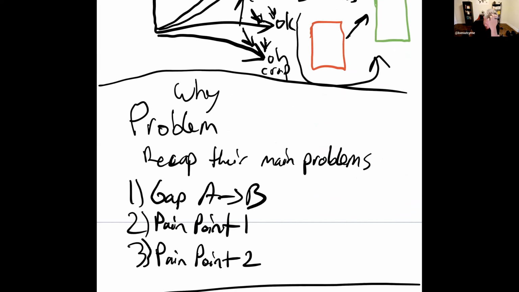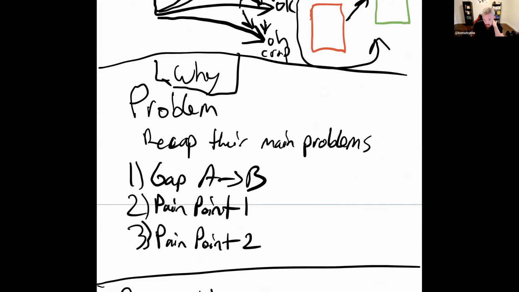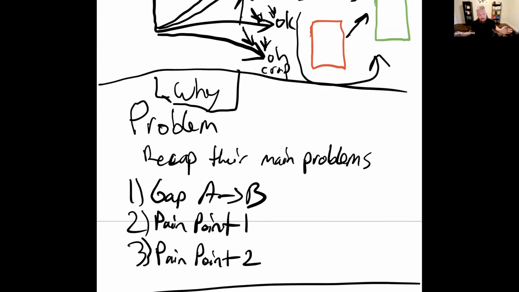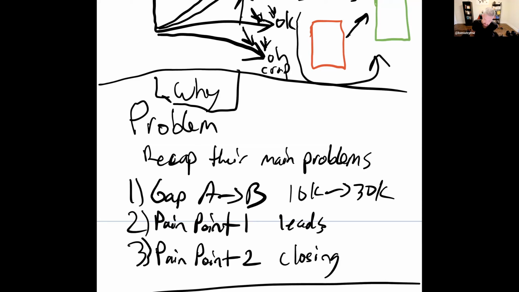So we're doing this obviously out of order. These ones are the important ones to kind of nail. So the problem, you essentially recap their main problems. And so the first one I'll be doing is like their gap. Gotcha. So based on what I'm hearing, you're making 10K per month and you're trying to get to 30K so that you can get more freedom. You can get this, you can get that, right? And the main problem is you have inconsistent lead flow, and your closing ability is just not there.